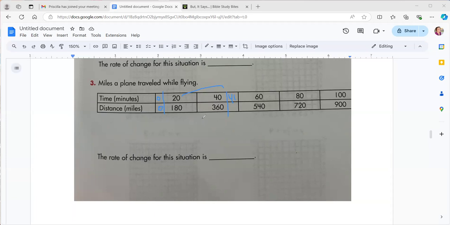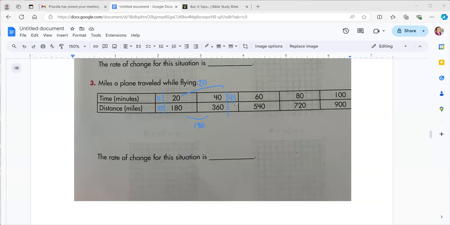Well, we have to look at the normal rate, which is a 20 difference and 180 difference. So we need to simplify that fraction, 20 over 180. We need to simplify that to be 1 over what? So divide that by 20 to get the 1. 180 divided by 20 is 9. So the unit rate is 9 miles per minute.